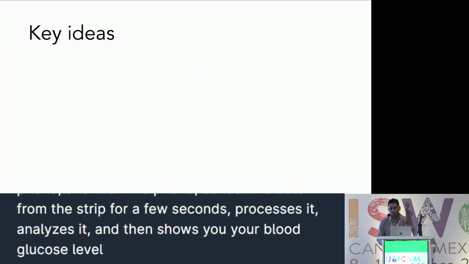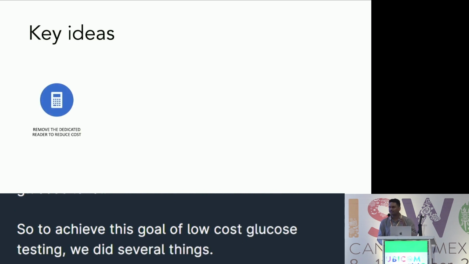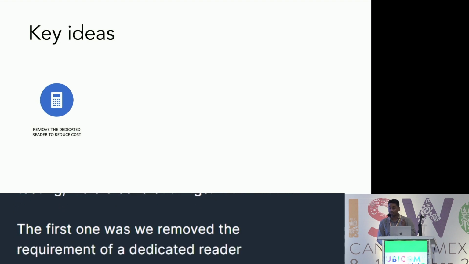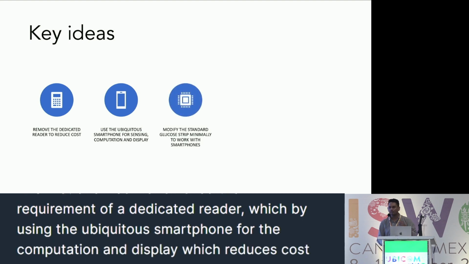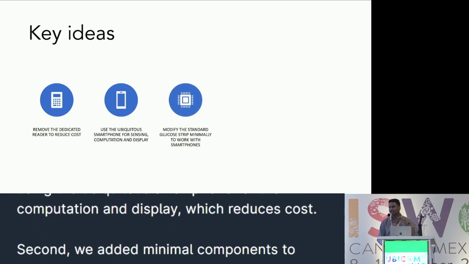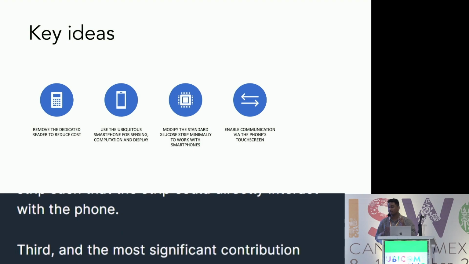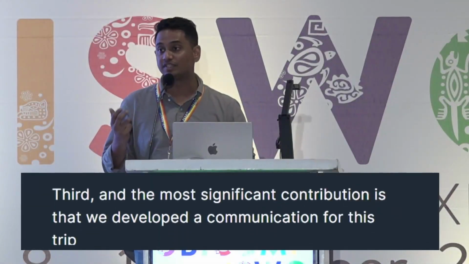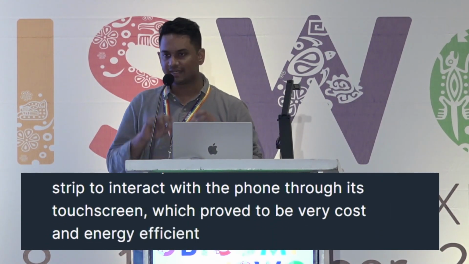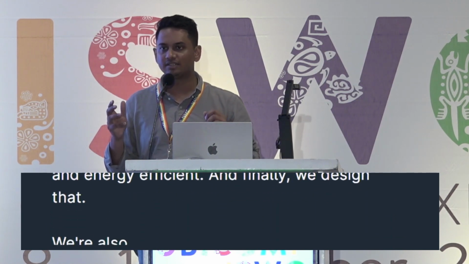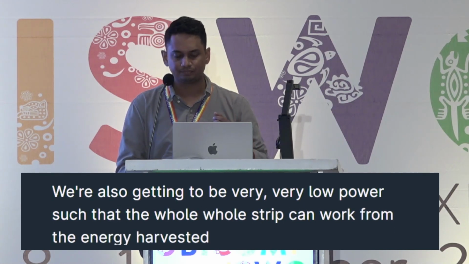To achieve this goal of low-cost glucose testing, we did several things. The first one was we removed the requirement of a dedicated reader by using the ubiquitous smartphone for the computation and display, which reduces cost. Second, we added minimal components to the strip such that the strip could directly interact with the phone. Third, and the most significant contribution, is that we developed a communication for the strip to interact with the phone through its touch screen, which proved to be very cost and energy efficient. And finally, we designed the overall circuitry to be very, very low power, such that the whole strip can work from the energy harvested from the phone's flash.